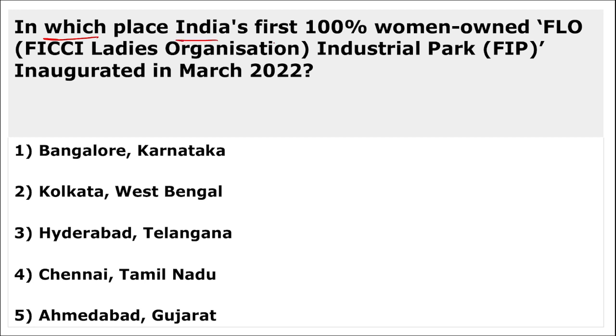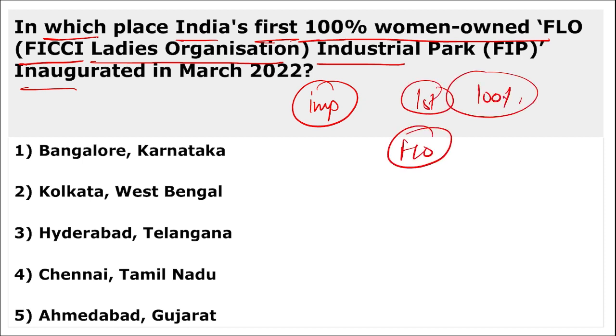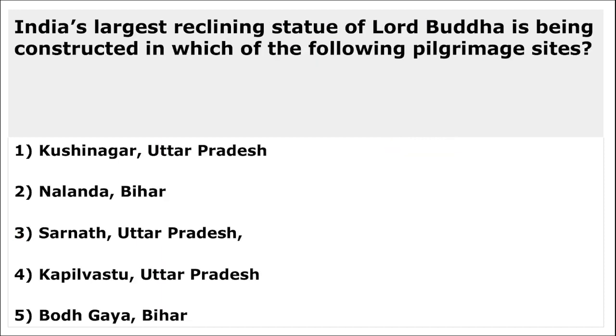In which place was India's first 100% women-owned FLO, that is FICCI Ladies Organization Industrial Park, inaugurated? Important question, mark this. India's first 100% women-owned FLO, that is FICCI Ladies Organization Industrial Park, was inaugurated in March, and this was inaugurated at what location? It is Hyderabad, Telangana.